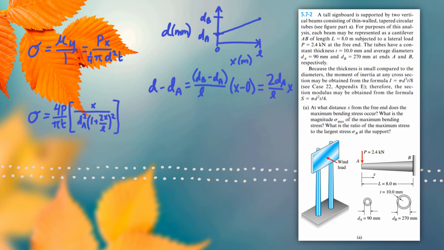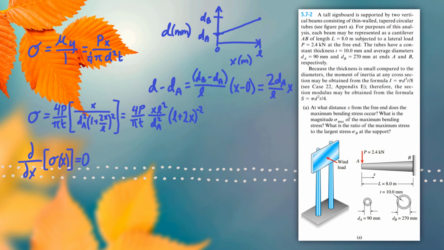Now we have sigma as a function of x, and we need to find the maximum bending stress. Hopefully what you're thinking right now is I need to take a derivative. Oh, of course, simplify it too, so you're not looking at that nasty thing, because if we're going to find a derivative, we're going to want to have a less nasty equation to work with.